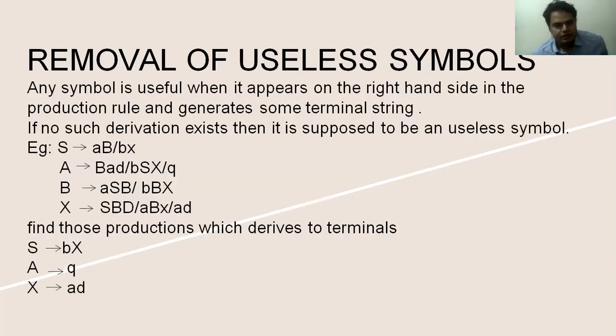Removal of useless symbols. A symbol is useful when it appears on the right hand side in the production rule and generates some terminal string. There is a simple mechanism: suppose A tends to capital B, and in the second step B produces small a, then B is a useful symbol. And if suppose A tends to capital B, and B produces capital C, then B is a useless symbol, because we all want terminals.